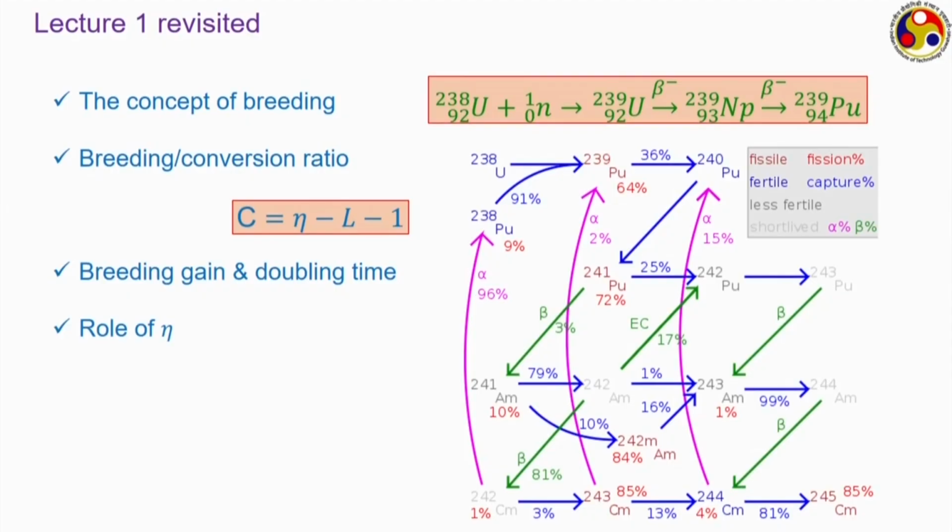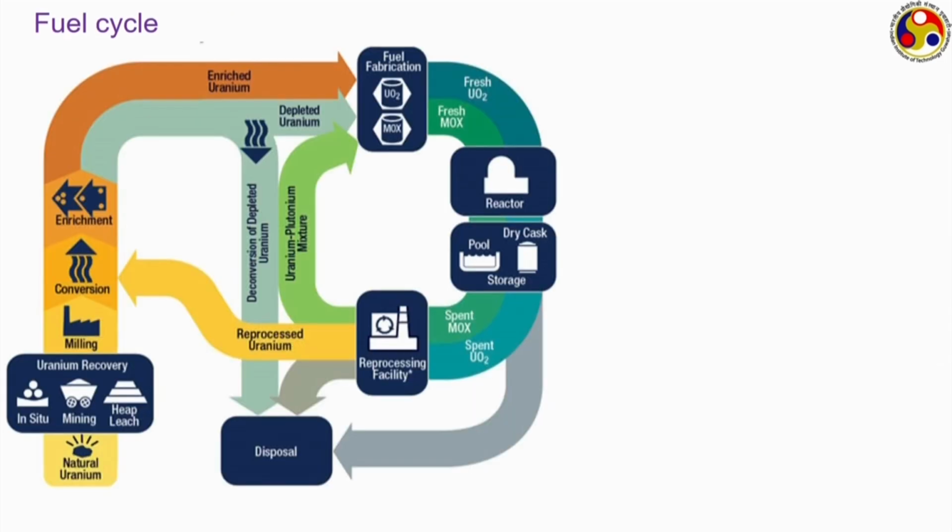The role of eta we have discussed, and we briefly discussed the open and closed fuel cycles. This is where I went through the motion a bit, and I would like to come back here again. So, to start with, we have this, which is the nuclear fuel cycle. There you can see there are several steps here.